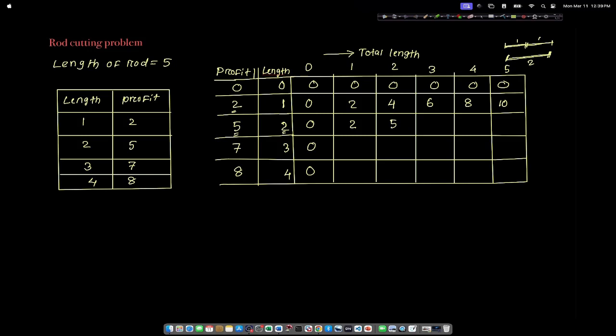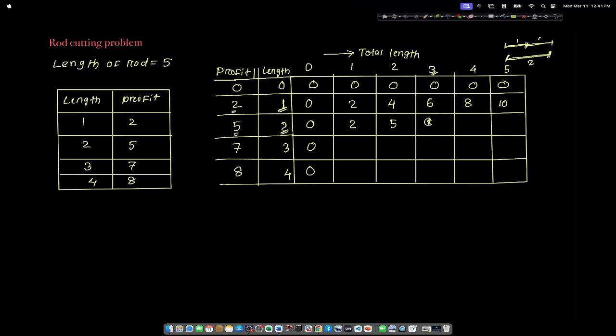So for this cell, next cell 3, rod of length 3, either we can cut it into 3 pieces of unit length 1 or 2 pieces, one with unit length 2 and one with unit length 1. So for that we can have the maximum profit: if I cut it into 2, it is 5, plus 1 will get a profit of 2. That is 5 plus 2, total profit will be 7.